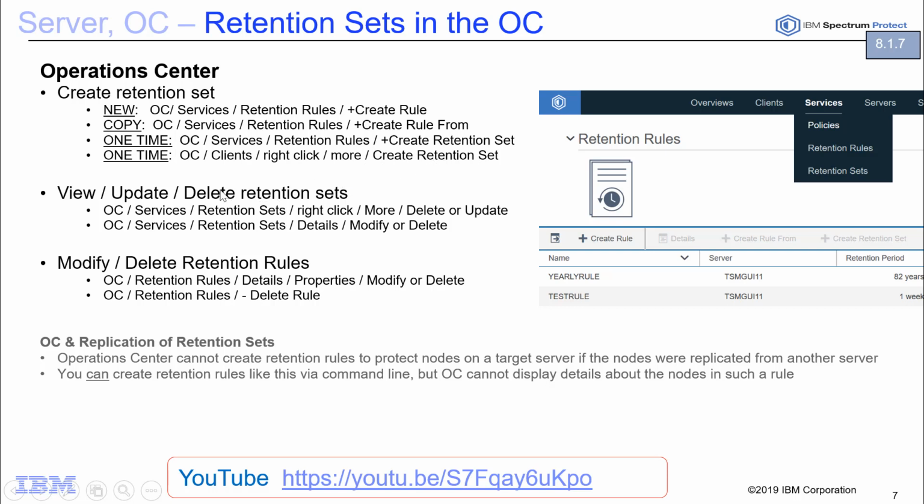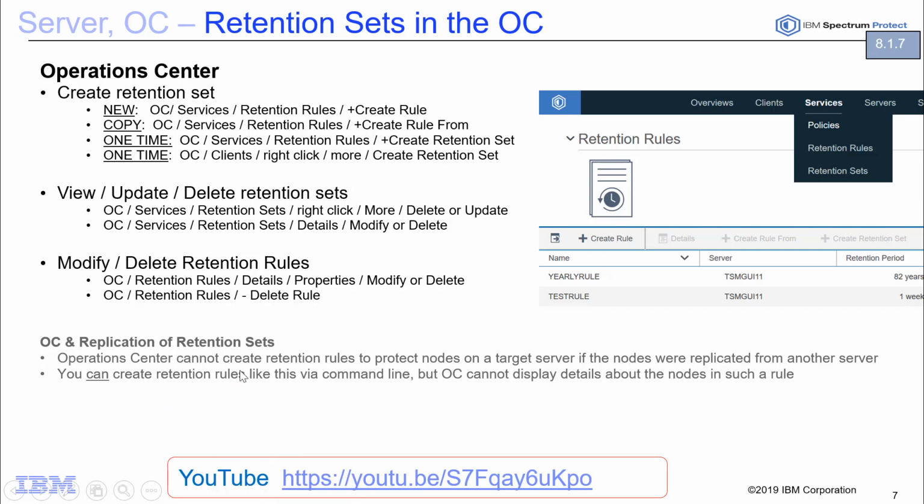You can view, update, or delete retention sets by going into Retention Sets and then clicking the Delete or Update or Modify command. And you can modify things like the properties inside of it or how long the data is being retained. Do check out my YouTube video. I go through and show you how simple it is to set up, and I show you the different screens that are involved inside of the Operations Center.